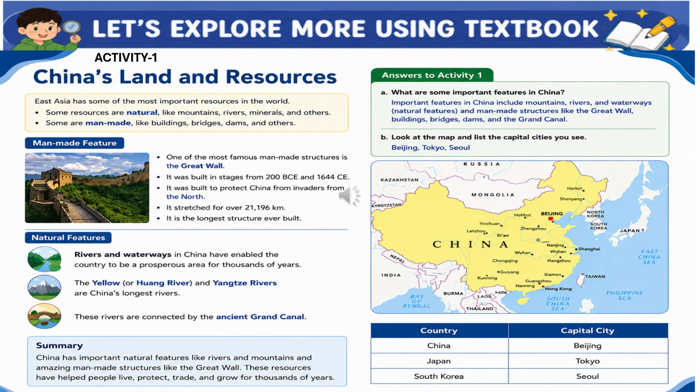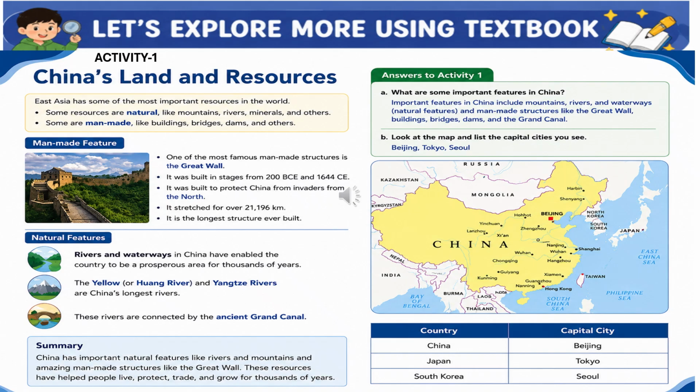Next, let's move to China's natural features. China has two very important rivers, the Yellow River, also known as the Huang River, and the Yangtze River. These rivers have provided water for farming, transportation, and trade. They have played a major role in the growth of Chinese civilization. These rivers are connected by another amazing man-made structure called the Grand Canal. The Grand Canal is one of the oldest and longest canals in the world. It was built to improve transportation and trade between different parts of China.